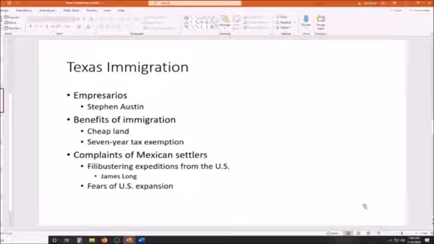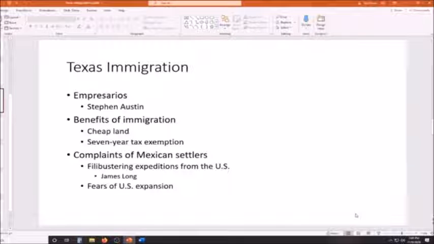So if you were in the United States and you wanted to get an acre of land, usually it cost about $1.25, right? And so it's a major price difference there, and that's an incentive for individuals who cannot afford land in the United States, right? So they could go to Texas and get a lot more land for a much cheaper price. Another big incentive for Anglo-American immigrants was a 7-year tax exemption. Okay, so if they immigrated to Mexico, they wouldn't pay taxes for 7 years.